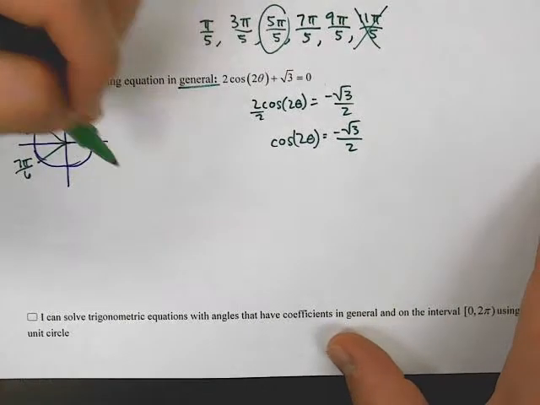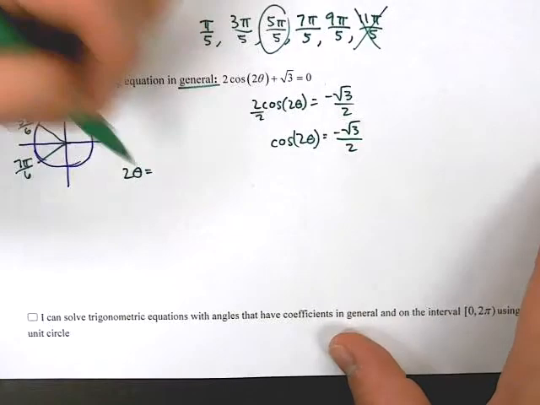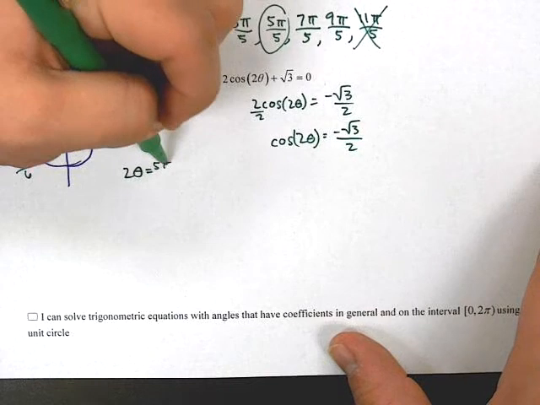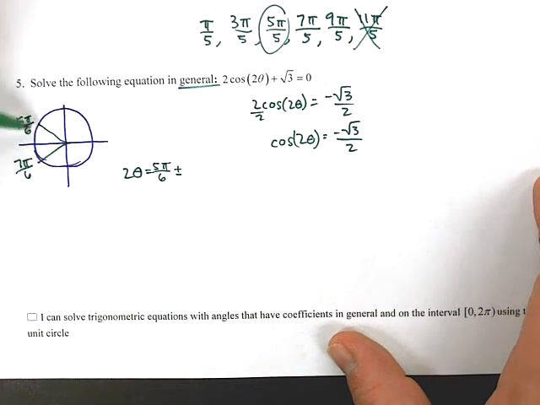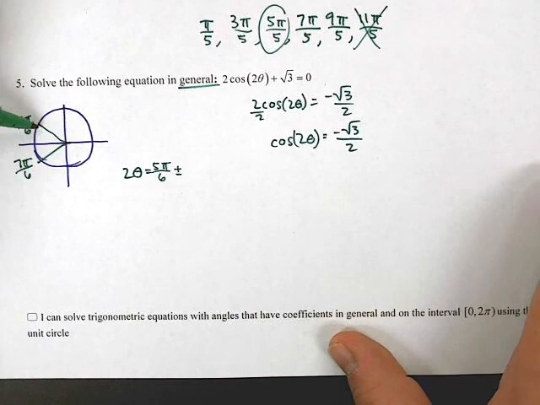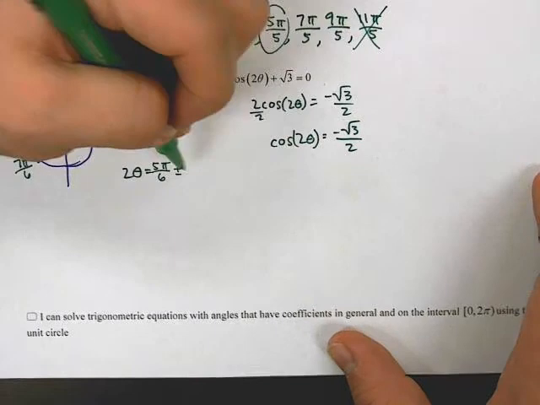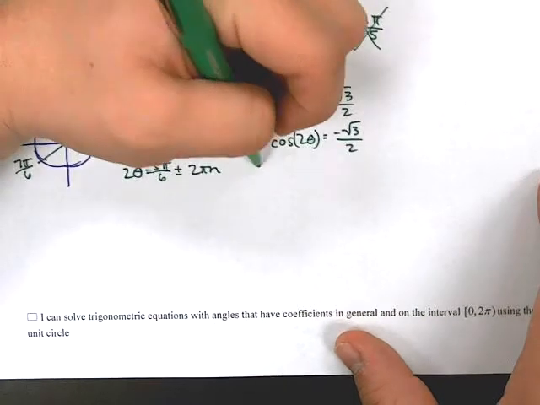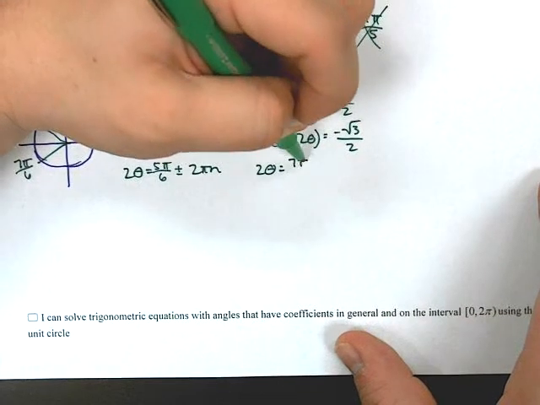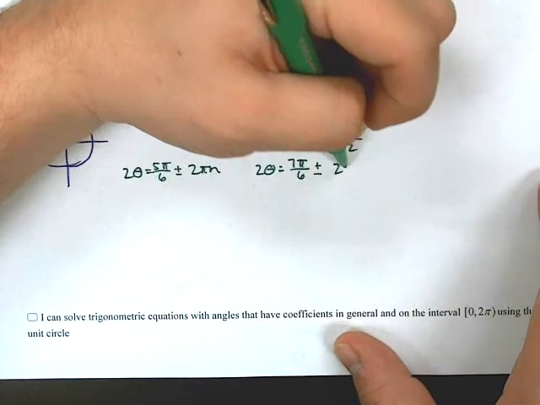I can say 2 theta equals 5 pi over 6. And then please remember, there's not a single rule to get me from solution to solution back to the starting solution. All right, so I need to go two different equations. So 2 pi n on one, and 2 pi n on the other.